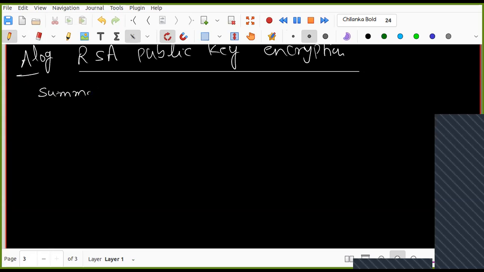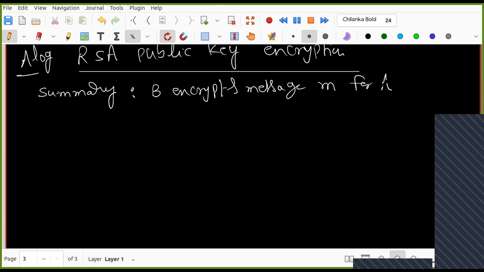So easy to follow. So summary. Now B wants to encrypt a message M for A. So B wants to send some message M to A. What will he do? So first the encryption, right?